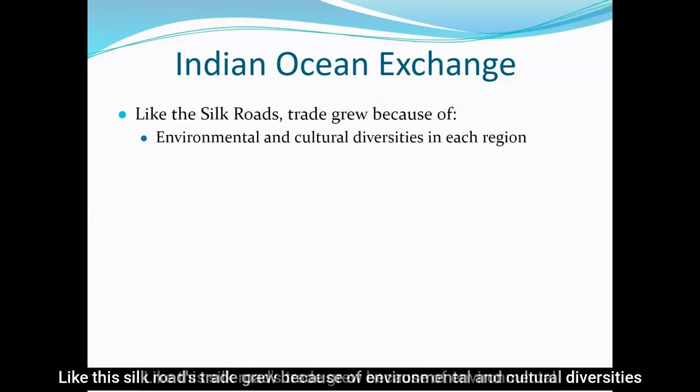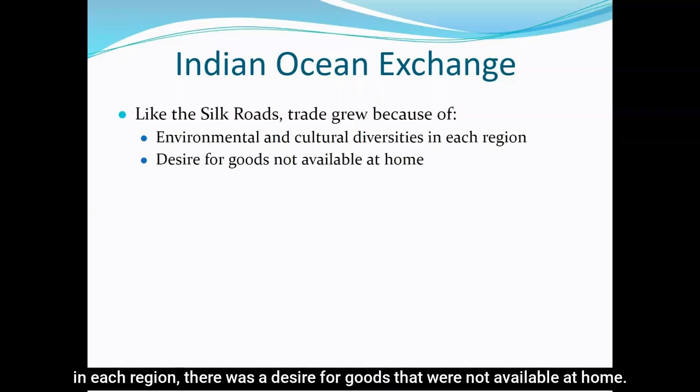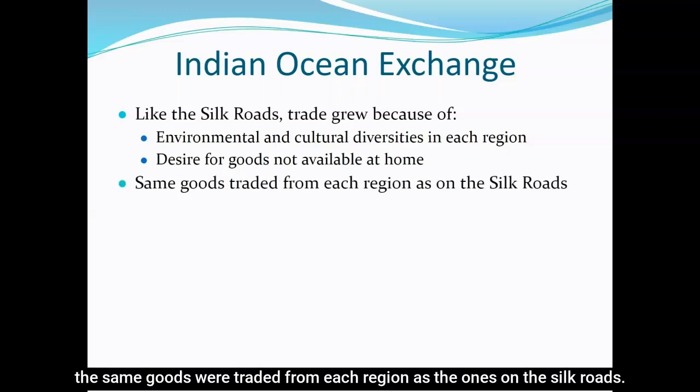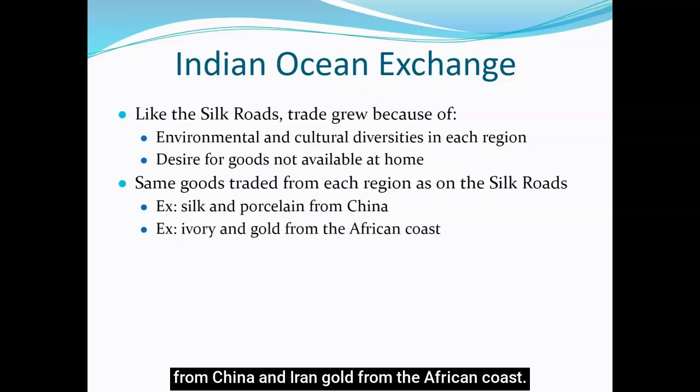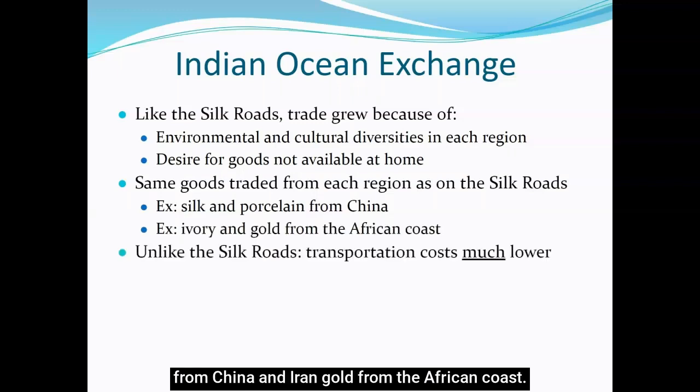Like the Silk Roads, trade grew because of environmental and cultural diversities in each region. There was a desire for goods that were not available at home. So to access those goods, people would trade what they did have at home with what others had in their civilizations, in their cultures, in their homes. The same goods were traded from each region as the ones on the Silk Roads. Examples of that would be silk and porcelain from China and ivory and gold from the African coast.